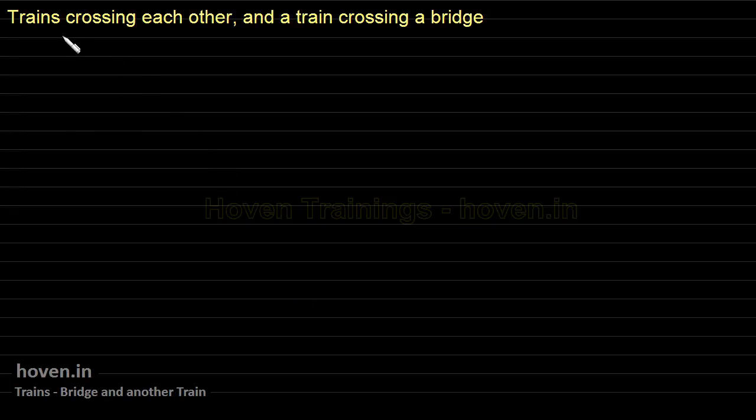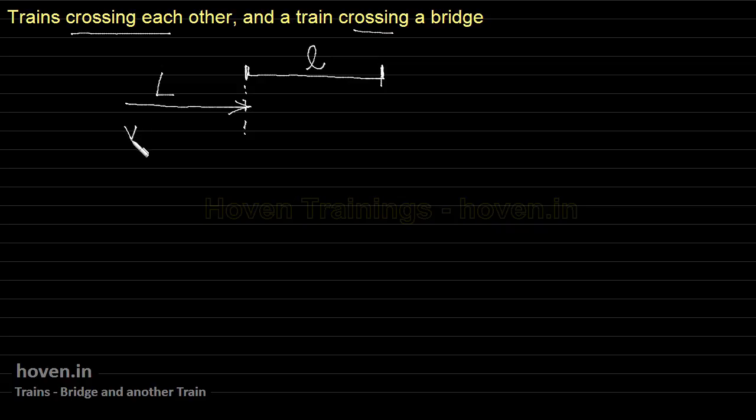We will now take up the case of a train crossing a bridge or two trains crossing each other. We'll start by taking the case of a train crossing a bridge. Suppose this is a bridge that is standing along the railway track, and let the length of the bridge be L. Now if a train is positioned in such a way that its head is just touching this edge of the bridge, and let the length of the train be l, and let the speed with which the train is moving be v meters per second.